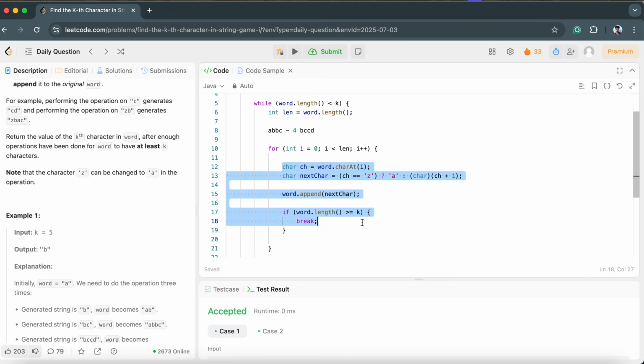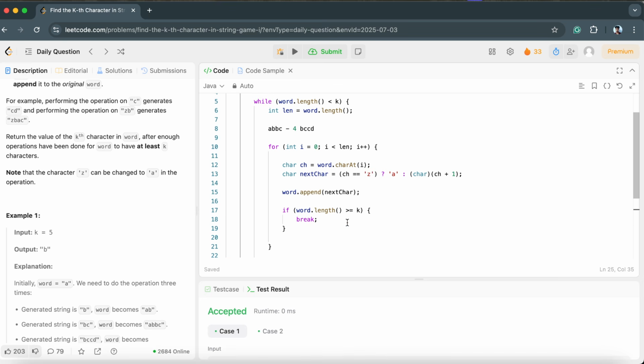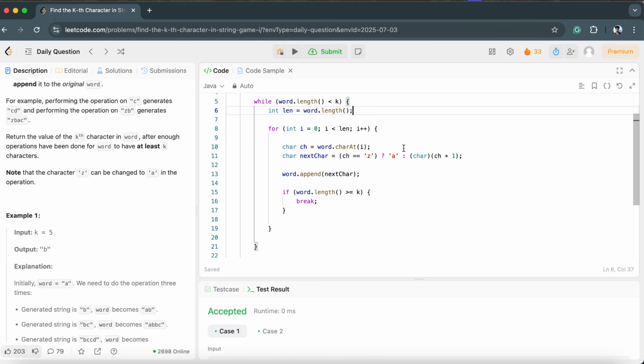So new characters keep on getting appended, and the moment we realize that the word's length is equal to k, we will simply break, and whatever character is there, that is what we will write into the output. So this is the simplest approach that we can get in our mind.